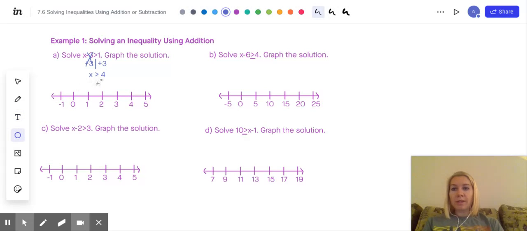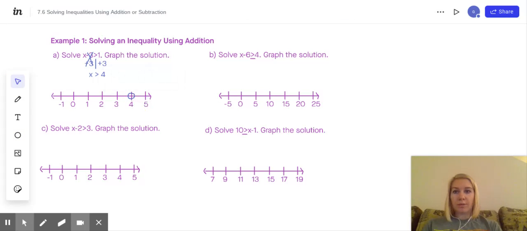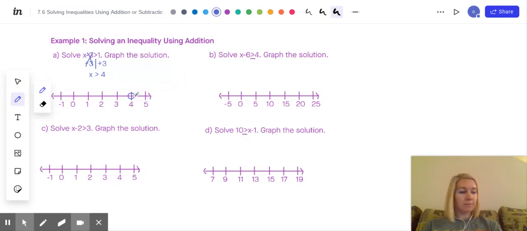So we just have the greater than symbol, so our circle should not be filled in. And our circle is at 4. Now let's decide which way our arrow needs to point. Let's see, x is greater than 4, so that means our arrow is going to go to the right. Oops, that's not an arrow, that's a giant circle. That means our arrow is going to go to the right of 4. There we go, that's better.